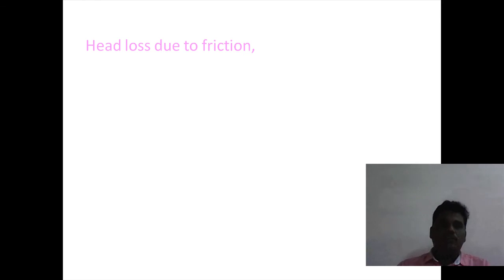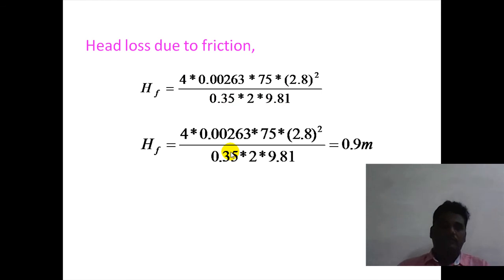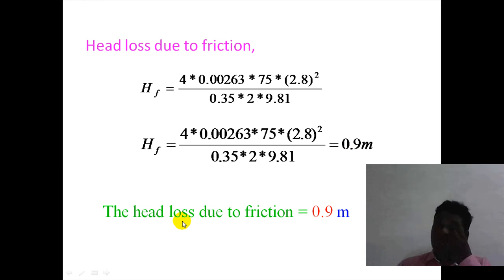Now head loss due to friction HF is equal to 4 f L V square by 2 g d. 4 f is 0.00263, length is 75, V is 2.8 square, 2 g is 2 times 9.81, and diameter is 0.35. From that, we get the head loss due to friction is equal to 0.9 meter. Now the head loss due to friction is 0.9 meter.